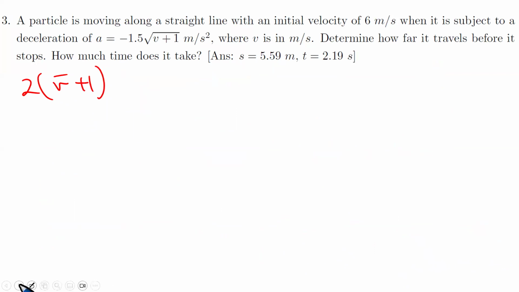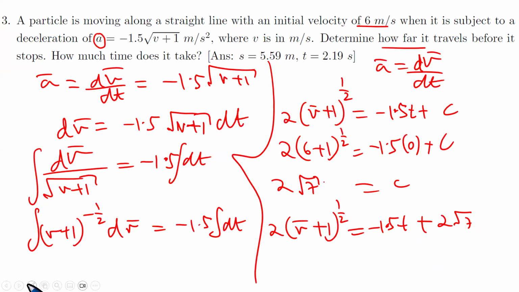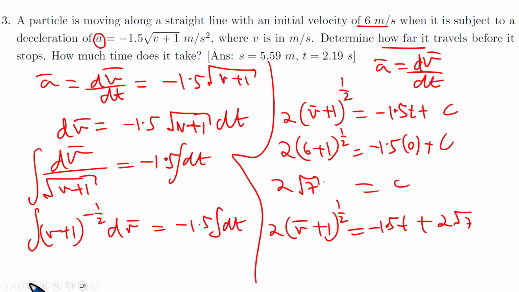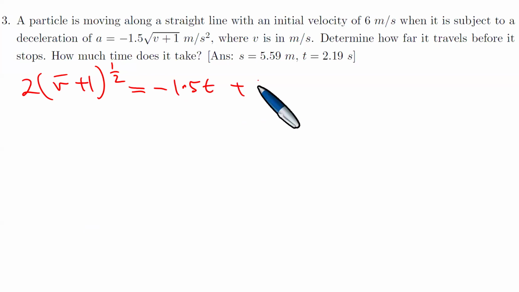V plus 1/2 equals minus 1.5t plus 2 times the square root of 7. Okay, so this is what we have.